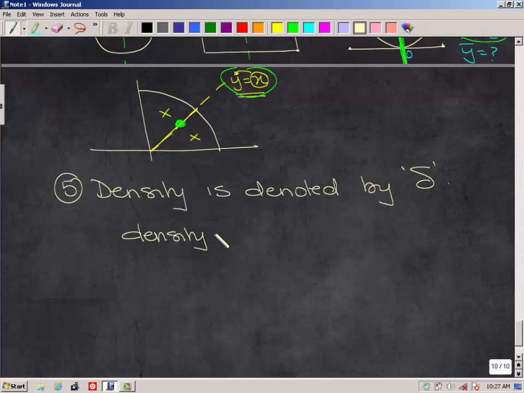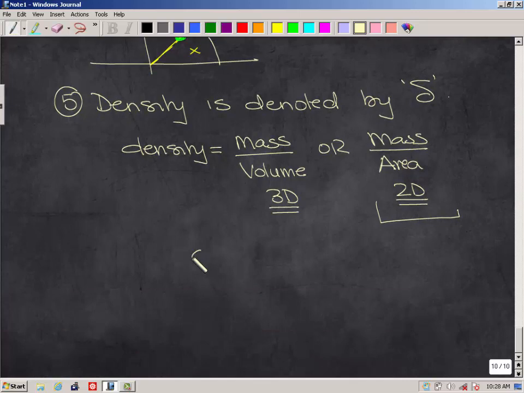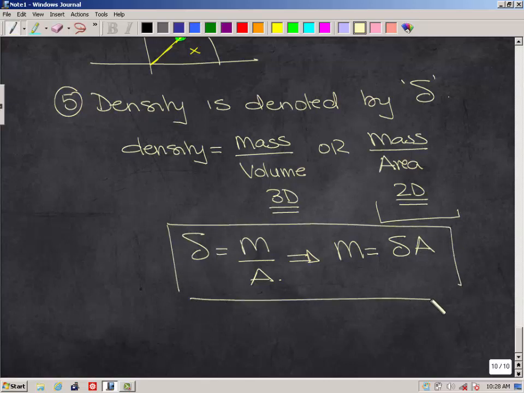Density, if you're working with a 3-dimensional object, is given by mass divided by volume. So this is for 3D. If you're working with a 2D object, it's given by mass divided by area. Okay, this is for a 2-dimensional object, which is what we are going to be working with. So for us, density will be mass over area. This gives us a nice formula for mass: mass is equal to density times area. So this is something to remember because we're going to use that.